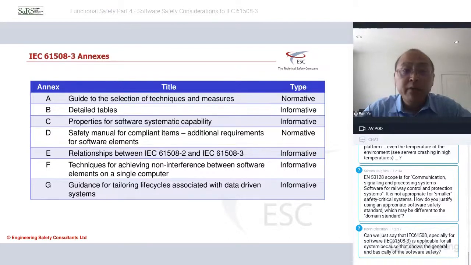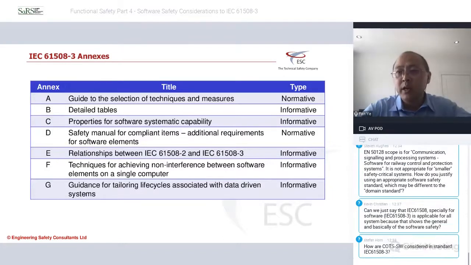They have a number of annexes, seven of them. Most of them are informative, providing information. Annex A and D are normative. When we say normative, they are mandatory requirements. Annex A guides the selection of techniques and measures.